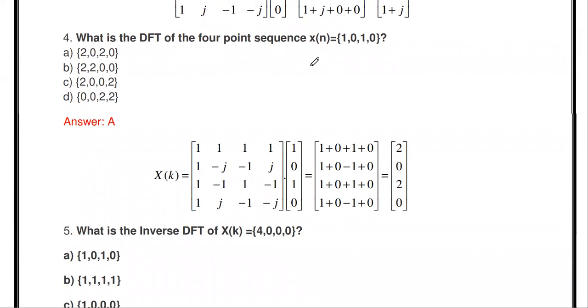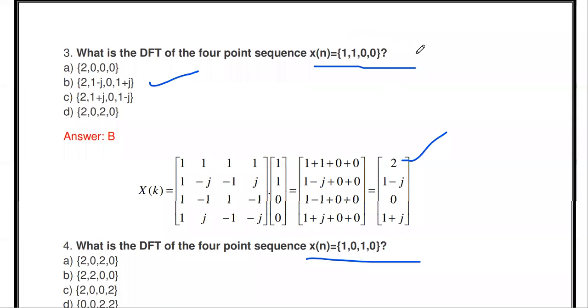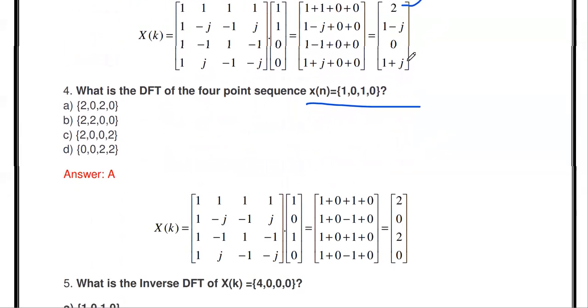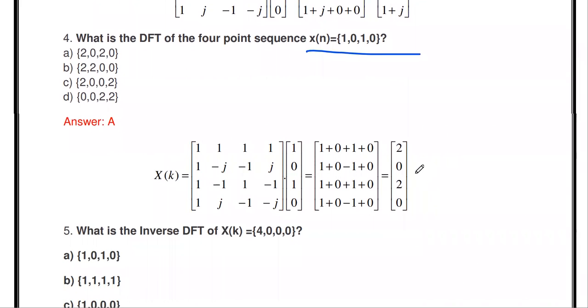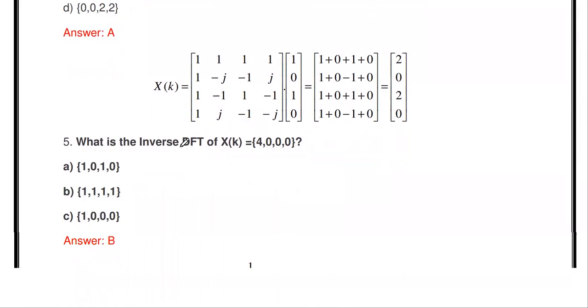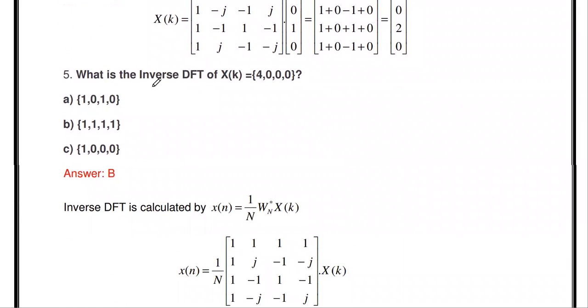Similarly, what is the DFT of the 4-point sequence X of n equal to 1, 0, 1, 0? Here 1, 1, 1, 1, 0. Here 1, 0, 1, 0. So you see the answer is 2, 0, 2, 0. Okay. Then the next one: what is the inverse DFT of capital X of k equal to 4, 0, 0, 0?